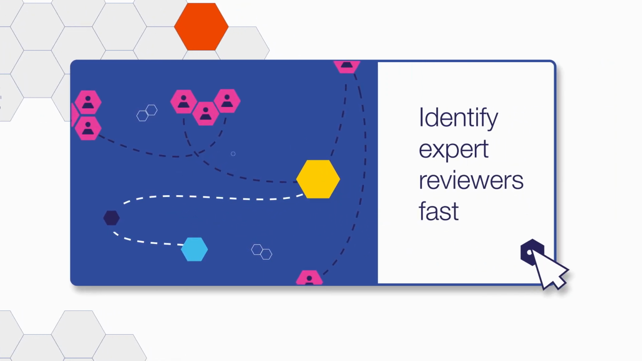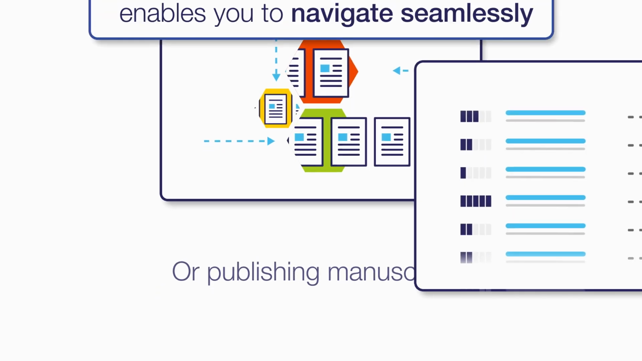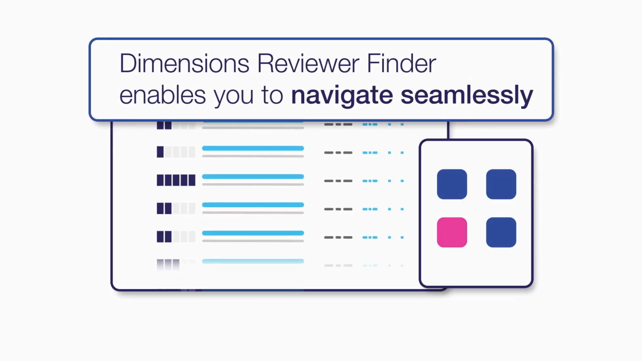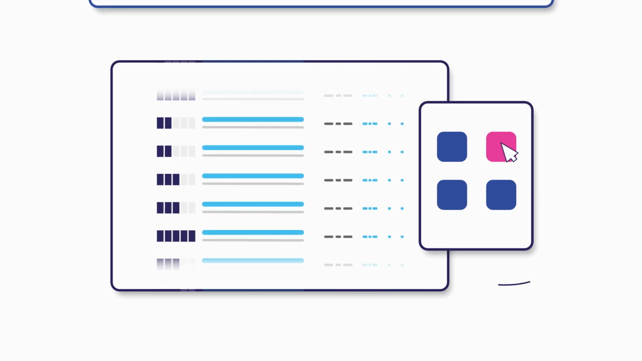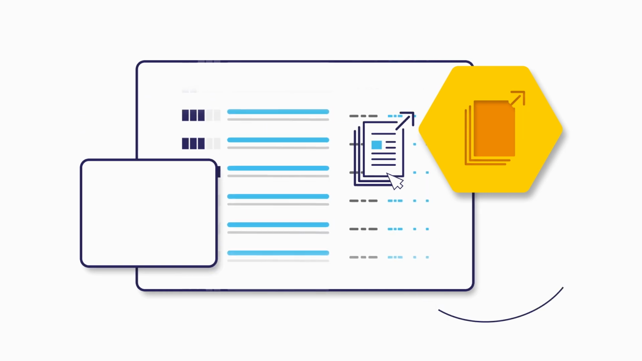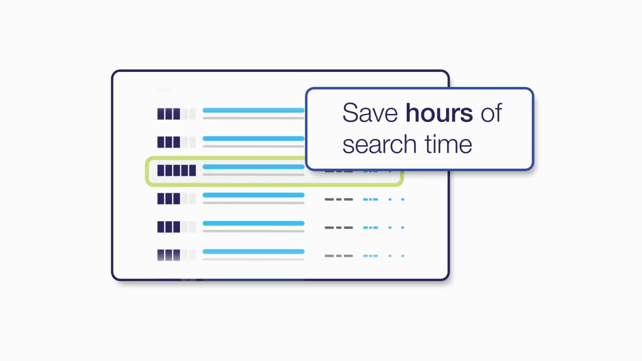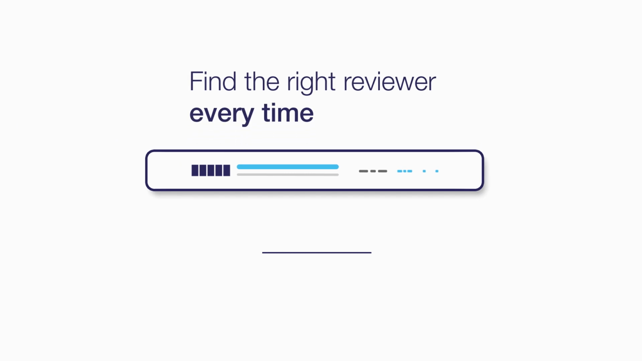Whether you're providing funding for grant applications or publishing manuscripts, Dimensions Reviewer Finder enables you to navigate seamlessly across millions of expert profiles that are precisely matched to your submissions. With Reviewer Finder, you can save hours of search time and find the right reviewer every time.